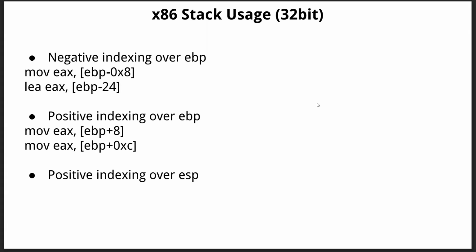What is the difference between MOV and LEA? MOV is actually moving the data. LEA is the instruction to get the address. Okay, so EBP minus 24, still probably a local variable. We're trying to get a local variable's address in the register EAX. So those are negative indexing over EBP.